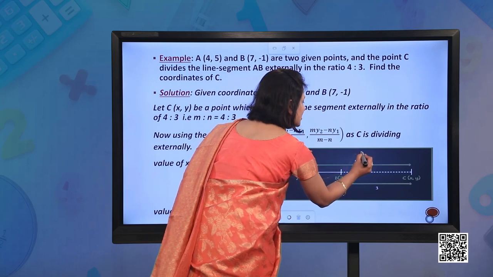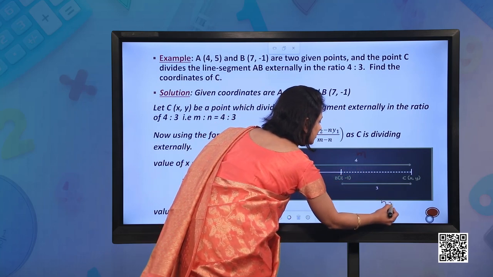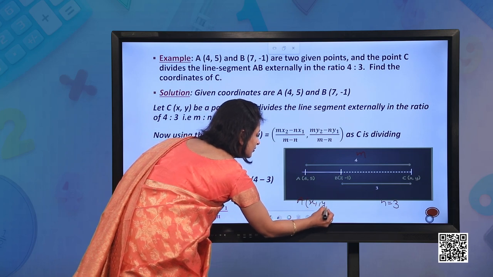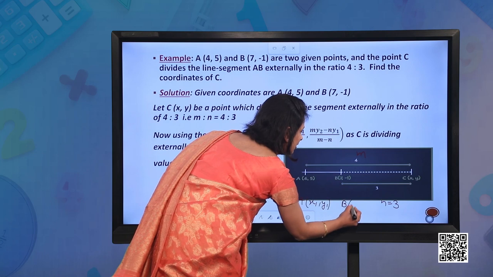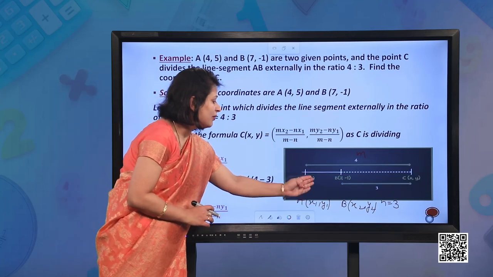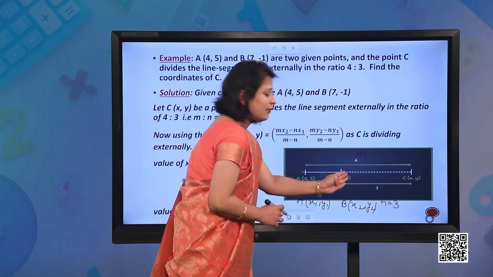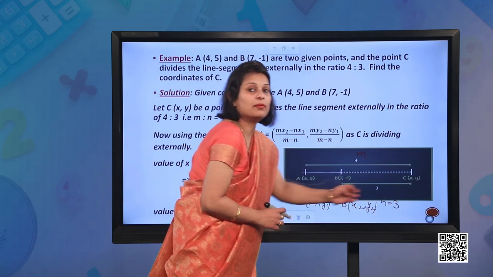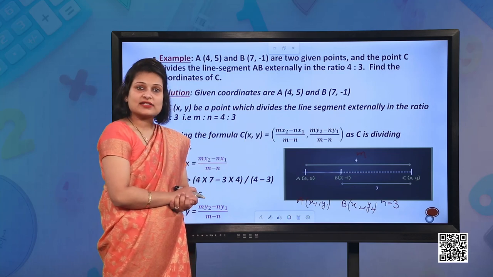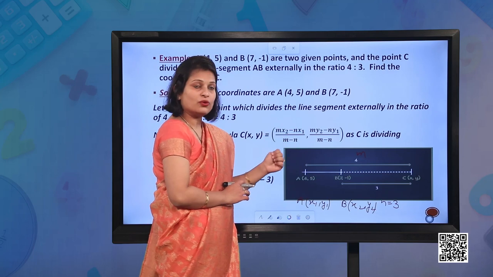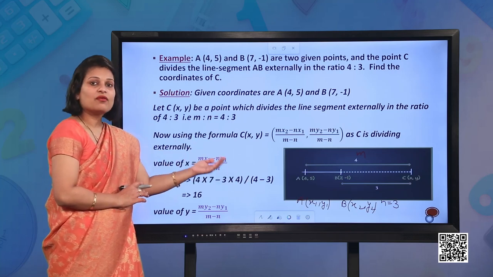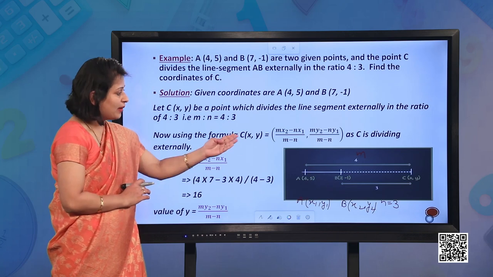So, here m is 4, n is 3. This point will be A(x1, y1), and this point will be B(x2, y2). So, the value of x1 will be 4, y1 will be 5, x2 will be 7, y2 will be minus 1, m will be 4 and n will be 3. So, the section formula we have to use is (m x2 minus n x1) upon (m minus n), (m y2 minus n y1) upon (m minus n). Simply substitute the values of x1, y1, x2, y2, m and n.